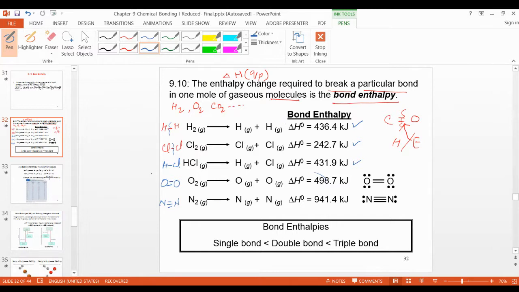When you look at the bond enthalpy here, it is going to increase and increase. So a triple bond has more bond enthalpy, because it is a strong bond. It requires high enthalpy or high energy to break this bond. All right.